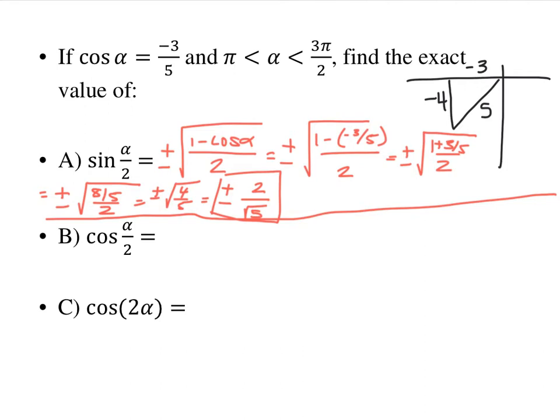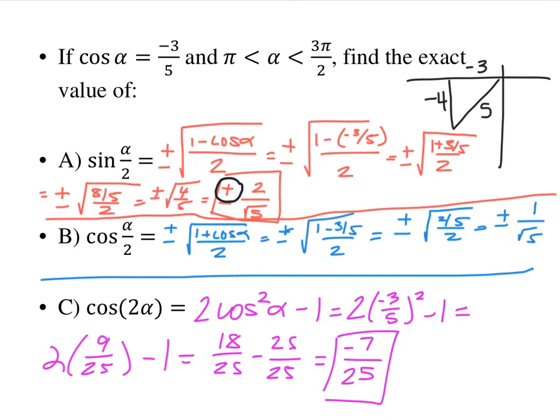If the original angle is down here in the third quadrant, and you cut it in half, then the angle alpha over 2 is going to be somewhere in this top half. So in this top half, is sine going to be positive or is sine going to be negative? Well, in this top half, sine is going to be positive. So you want the positive answer. So your final answer is positive 2 over root 5. So go ahead and pause the video and try the cosine of alpha over 2 and also the cosine of 2 alpha.